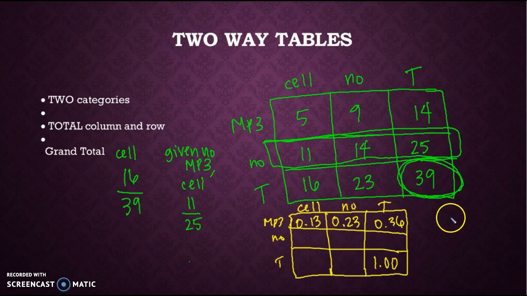So remember to do your frequency table. You just take each block, divide it by your grand total, and put your decimal or your percent in there. Remember, your grand total will always be 100% in your frequency table. And that's everything we've done with our probability and everything that will be on your test next week.